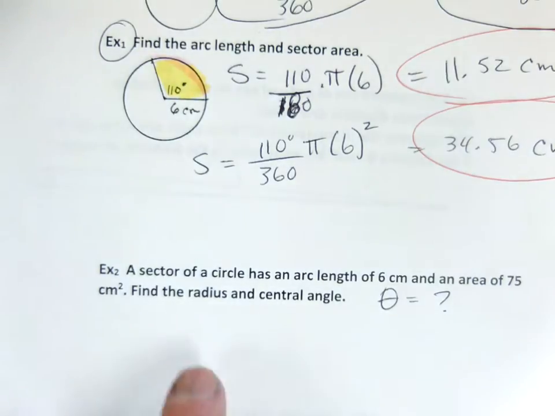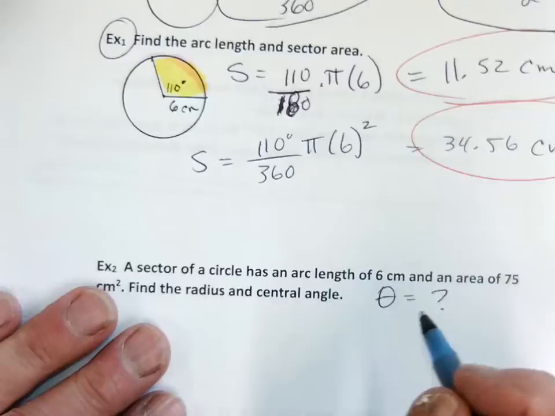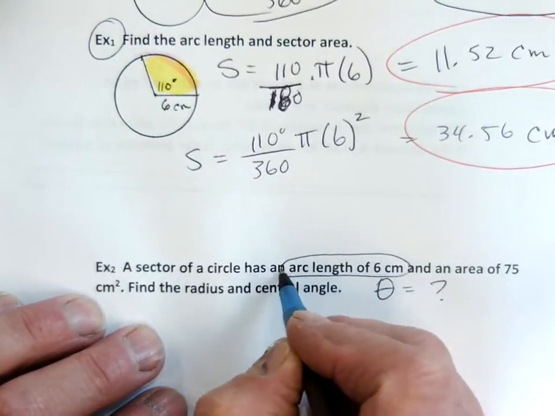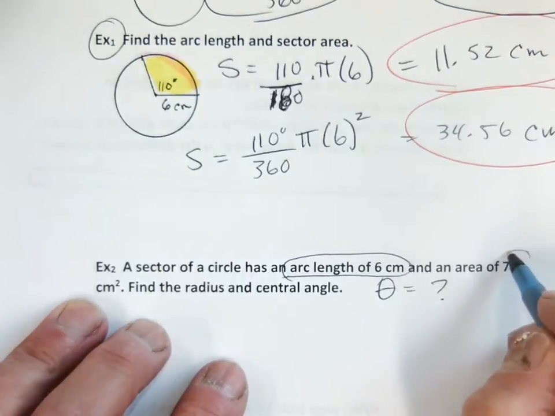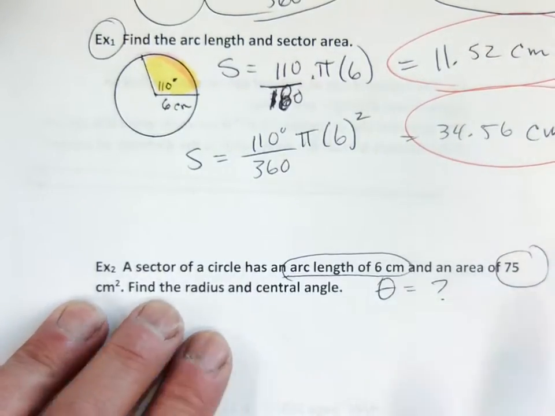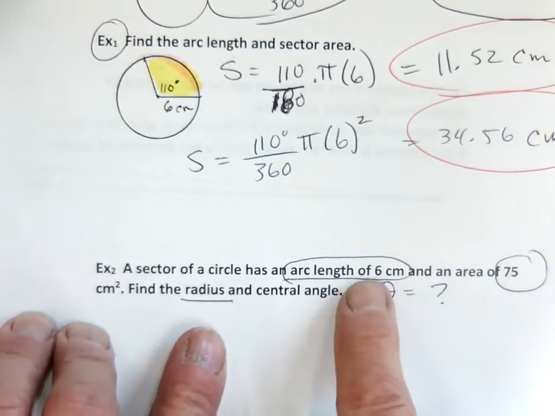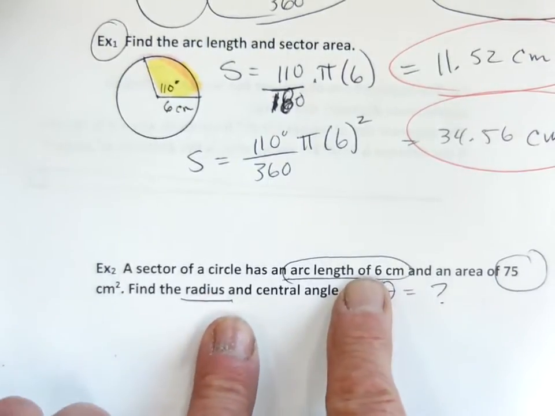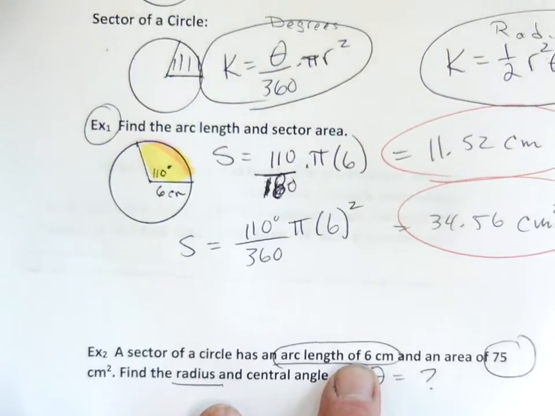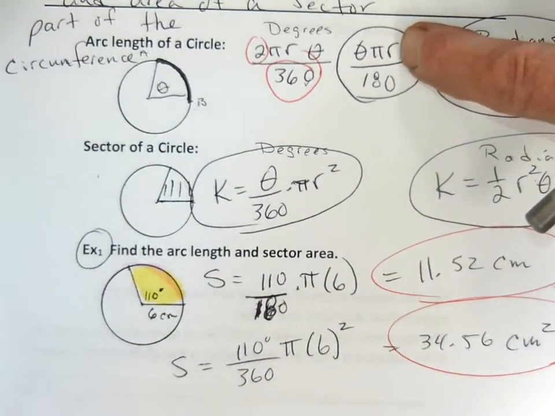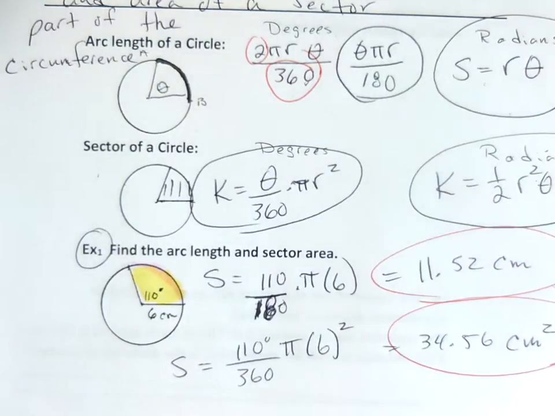So if you want to do it in degrees, we know a couple of things. We know that it has an arc length of 6, and an area of 75. So if I have to find the radius first, let's take a look at possibly my arc length formula. My arc length formula is theta pi r over 180. Well, that's too many variables, isn't it?